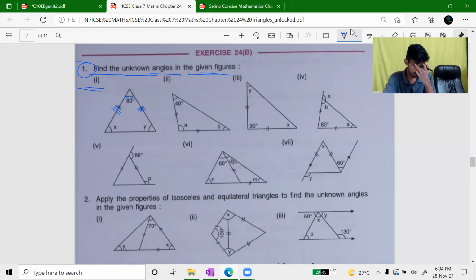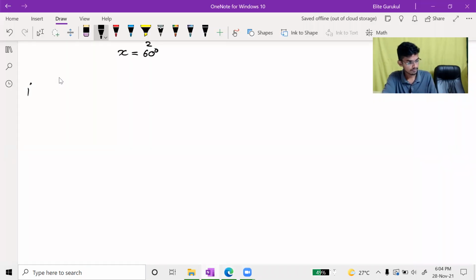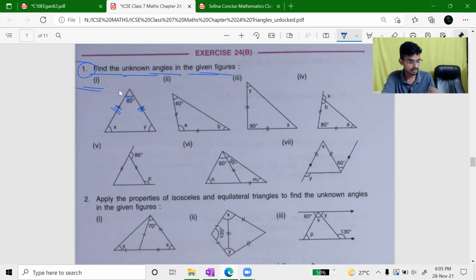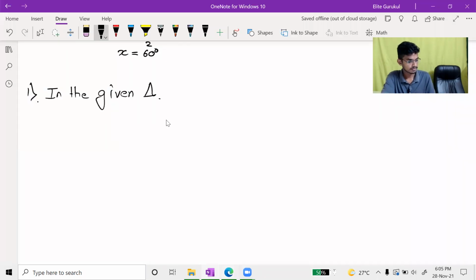Okay, then how to do it? Let's find it. In the given triangle, how many angles are given? Three angles are given, right? 1, 2, and 3. First of all, we will write the name of the triangle. What is the name of the triangle? Isosceles triangle. Isosceles triangle is there.